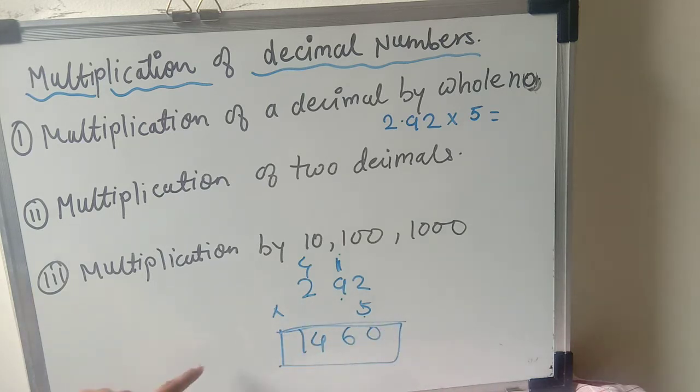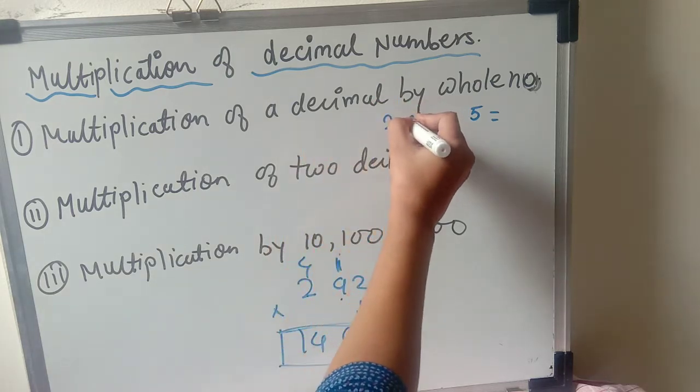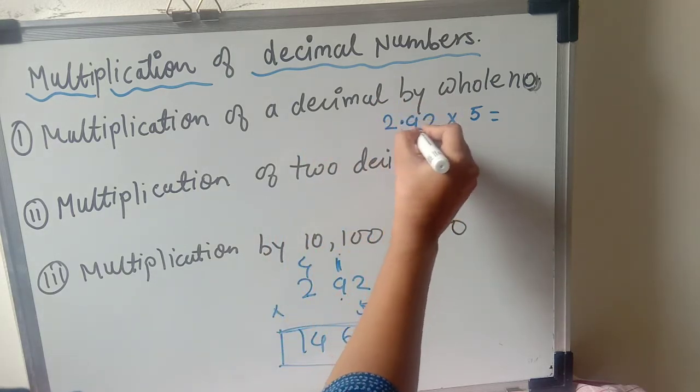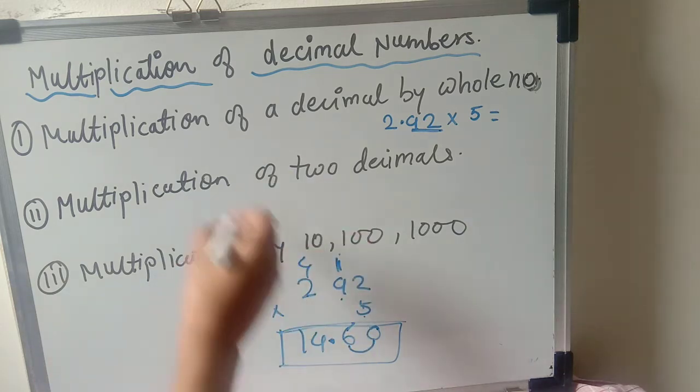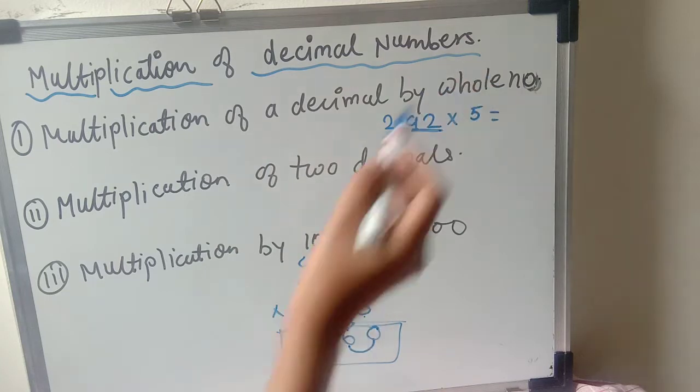After multiplying, how to put the decimal now? In the example, after the decimal how many places are there? That is 2. So from the right side of the answer you have to count 2 places, 1 and 2, and then put the decimal. This way you have to do it. This is the example for the multiplication of a decimal by a whole number.